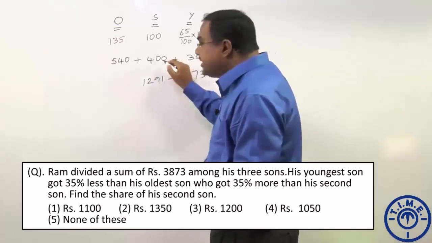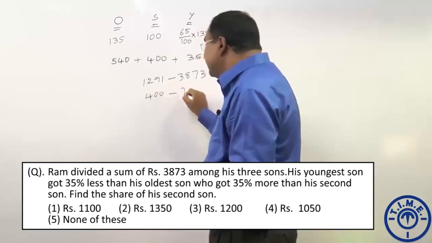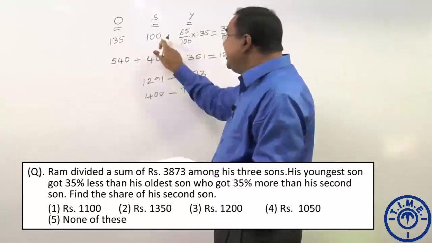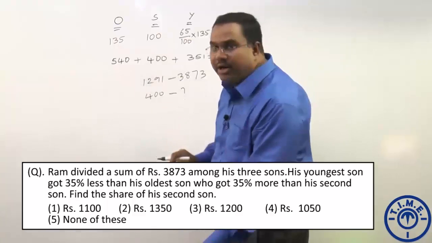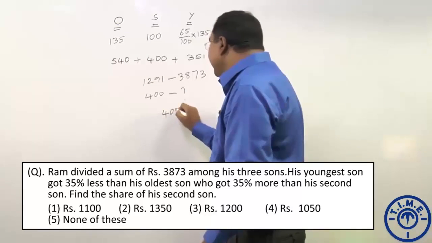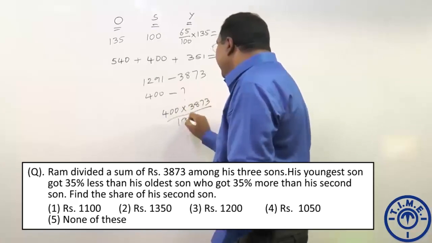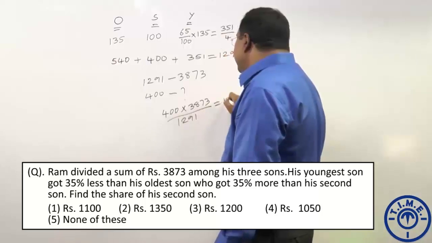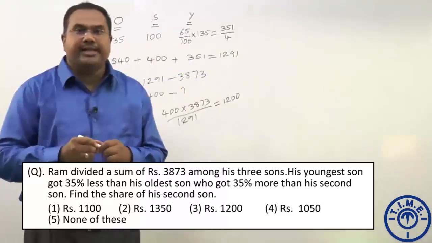Find out the share of the second son. What is the share of the second son? 400 is how much? Be careful friends. Don't write immediately 100 is how much. The new value of the second son is 400. So, we need to write down 400 is how much. On solving this, 400 into 3873 by 1291, I get the second son's share as 1200. This is the share of the second son.